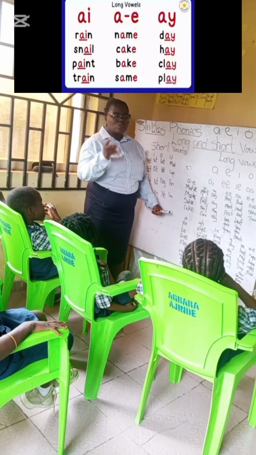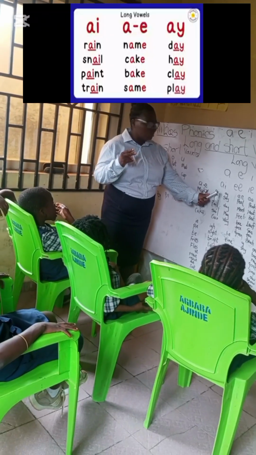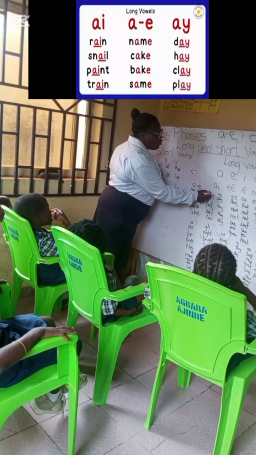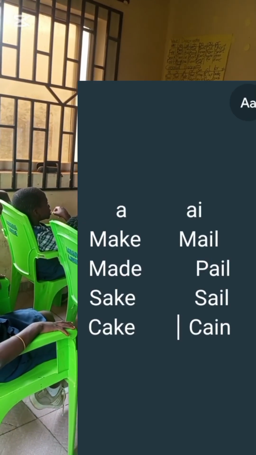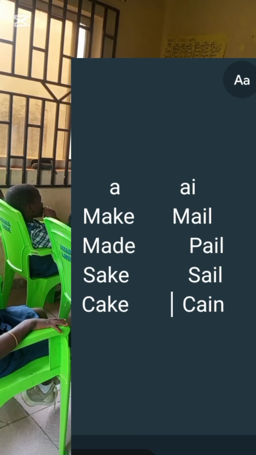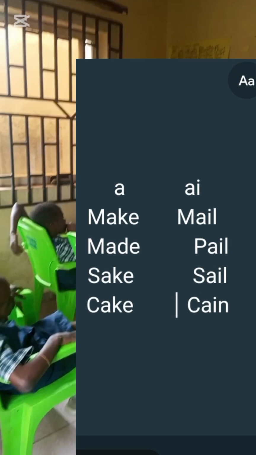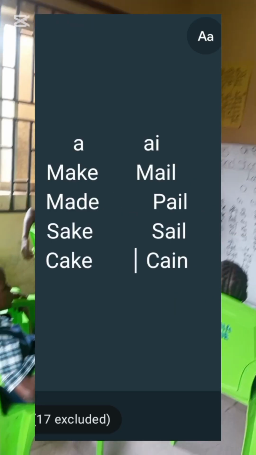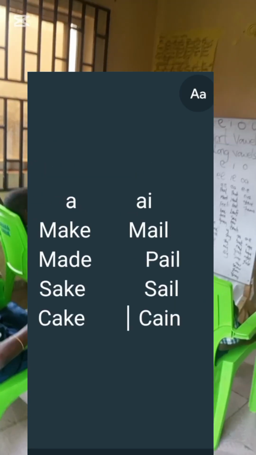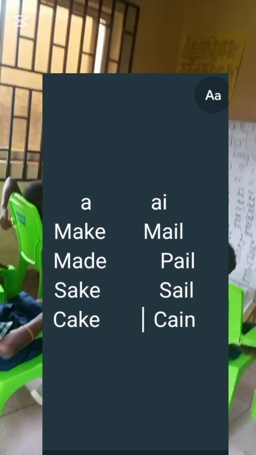You should take note that whenever you have two vowels, either they are separate or they are standing together, it's going to take the name of the first vowel. Take. You can only hear A there. Can you hear E? Only the A. The E will be silent. And we have another example, cake. You can only hear A. The E is silent.